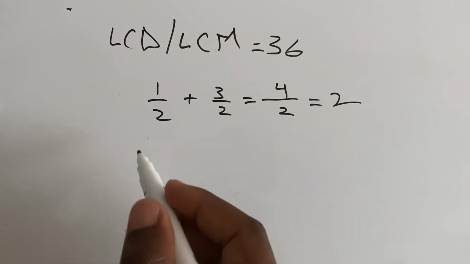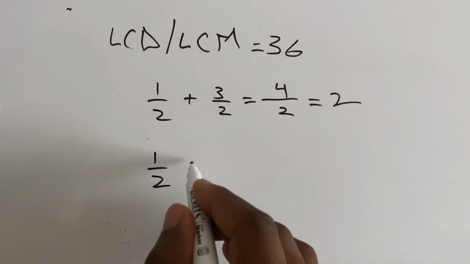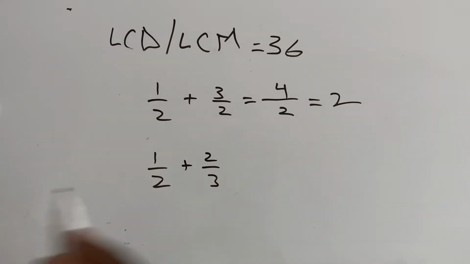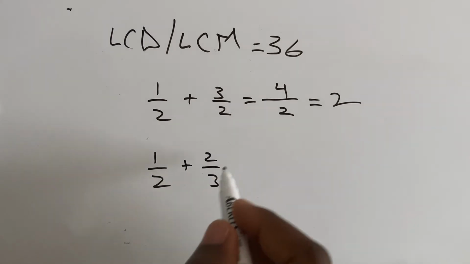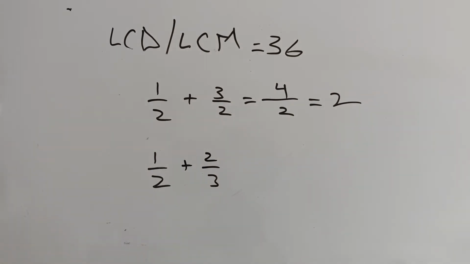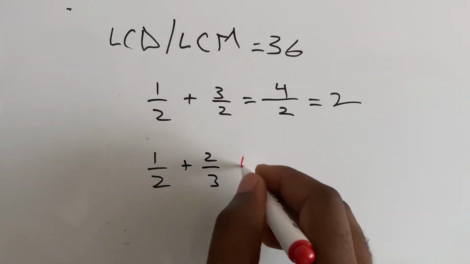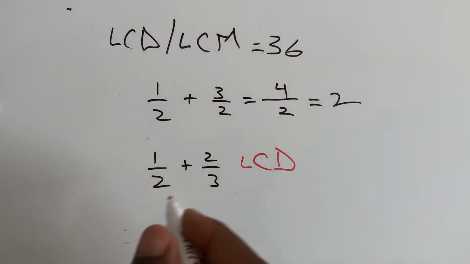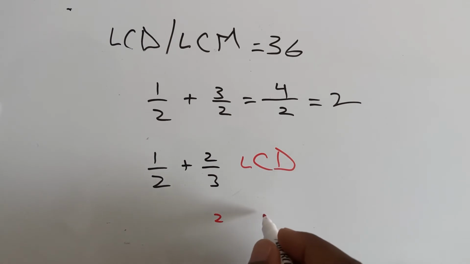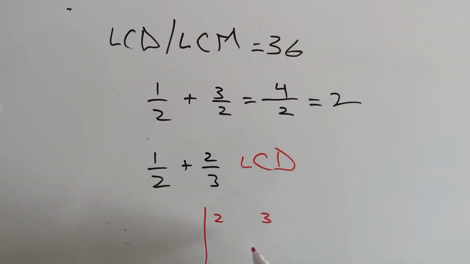But if I have to add 1 over 2 and 2 over 3, that's something else, because I now have different denominators, so I cannot just go ahead and add. In this case, you need something called the LCD. So to get the LCD here, you take the denominators 2 and 3. Then you do what I just said.